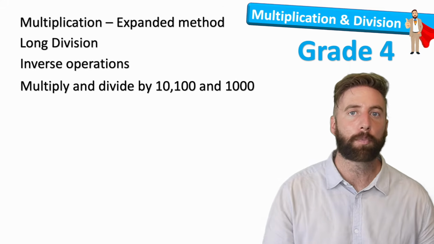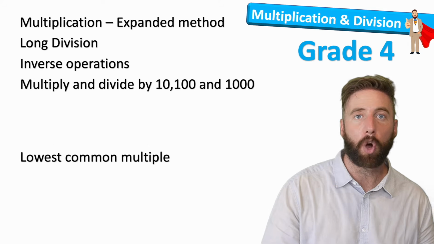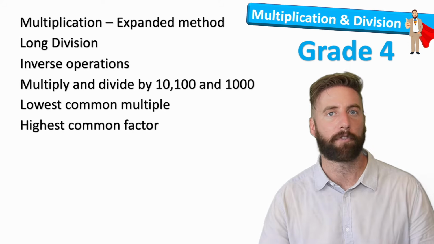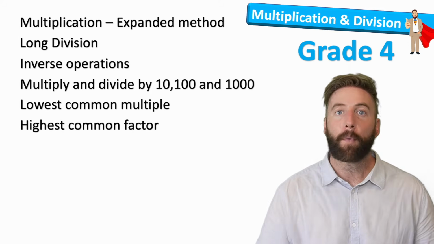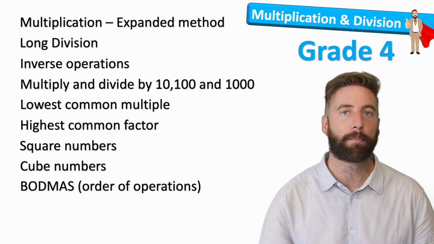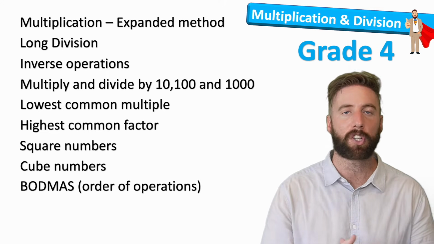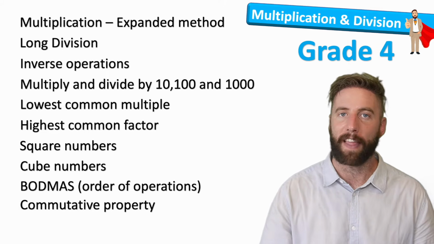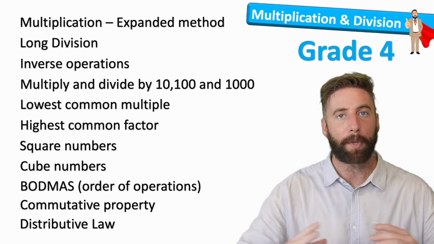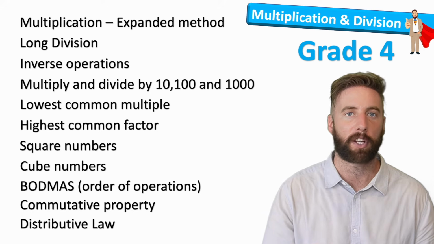Then we're going to look at how to multiply and divide by 10, 100 and 1000, before looking at the lowest common multiple and the highest common factor and how they can help us. Then we're going to look at square and cube numbers before looking at three very important rules of maths. The first one being BODMAS, the order of operations, then the commutative law, and then the distributive law. And that'll be it. You will be a genius with your maths, multiplication and division knowledge.